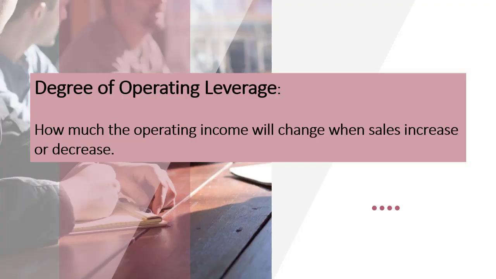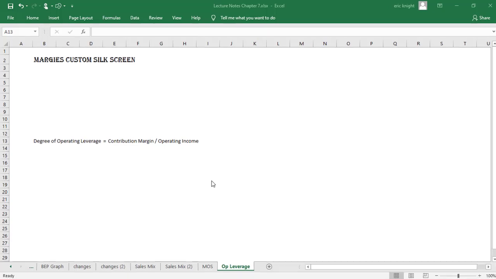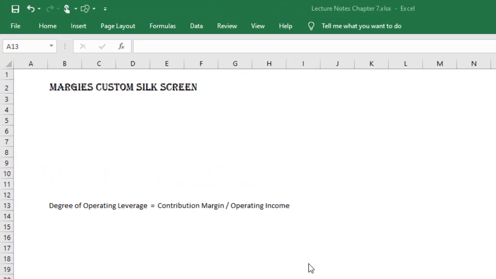Now, another term that we can use for doing analysis on a business is called the degree of operating leverage. The degree of operating leverage says how much the operating income will change when the sales increase or decrease. So if there's a change in sales, how much of that will hit the bottom line? The formula for the degree of operating leverage is just to take the contribution margin divided by the operating income.